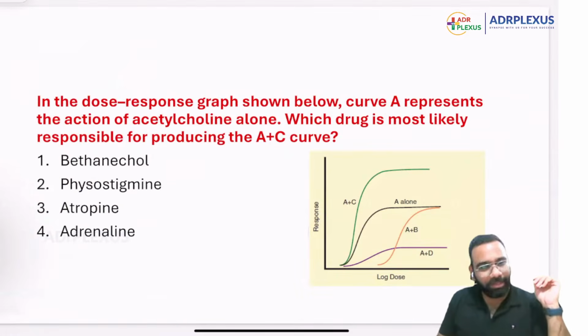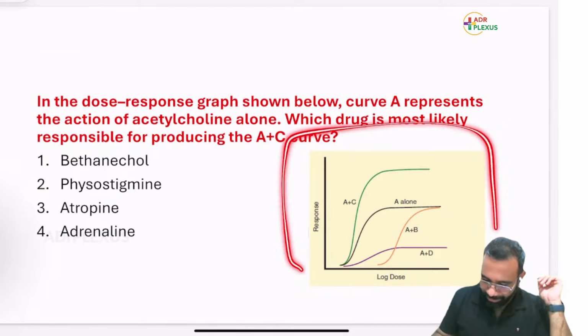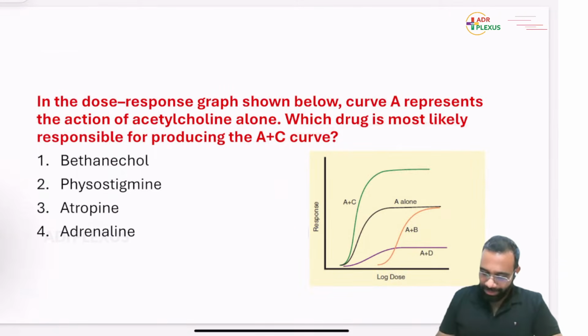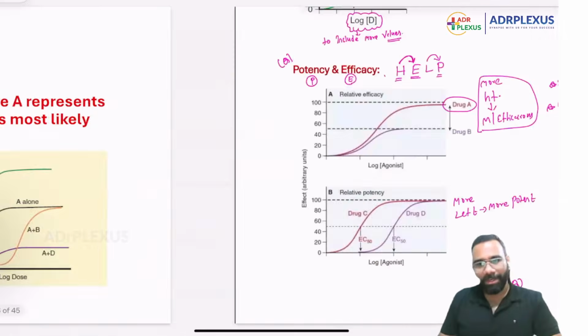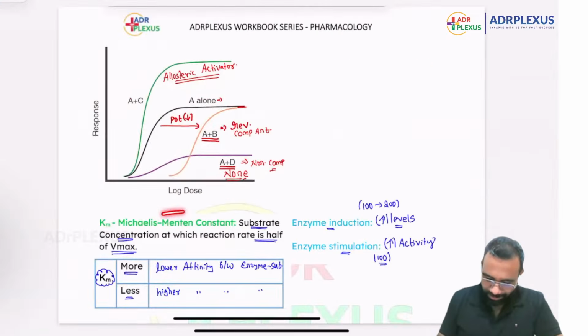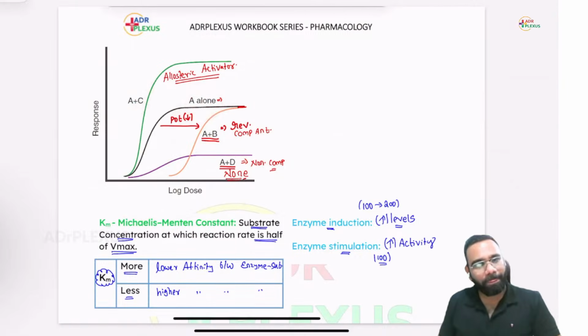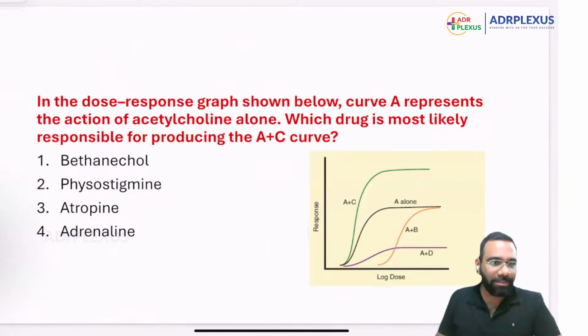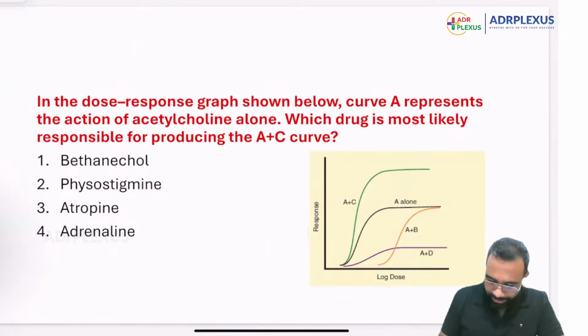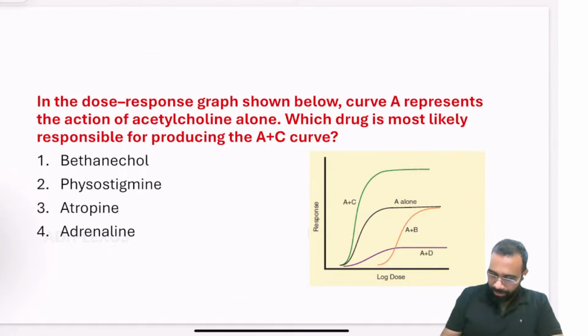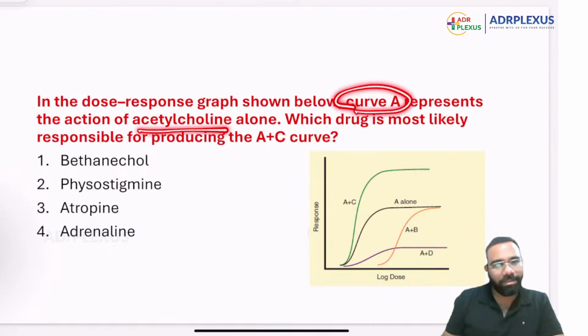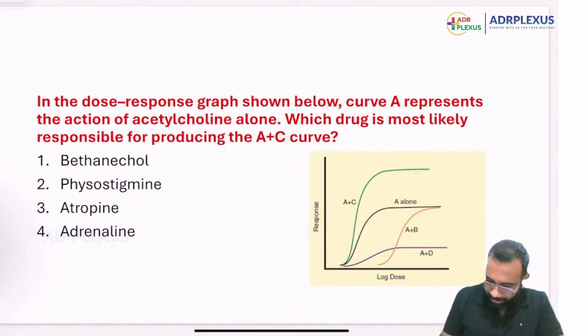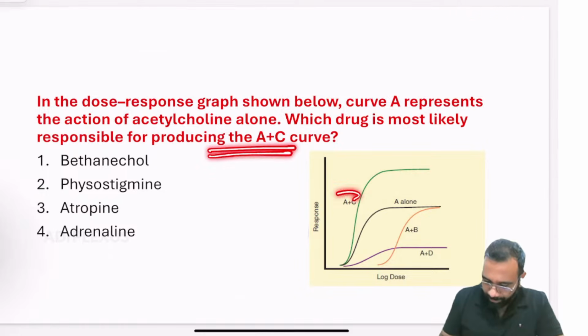Now come to the second question. Before going to the question and everything, let me show you a graph from our first edition. If you can see the same graph, the exact graph, A and A plus C, the same thing as asked in the exam, the graphical part. In the dose response graph given below, curve A represents acetylcholine. And he is asking, which drug is most likely responsible for producing A plus C, right?